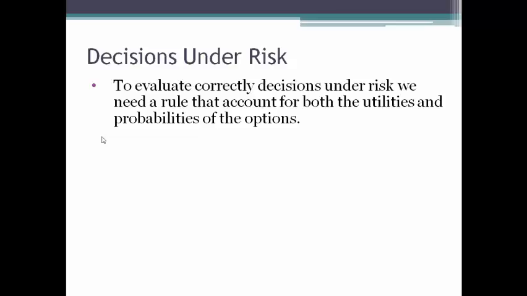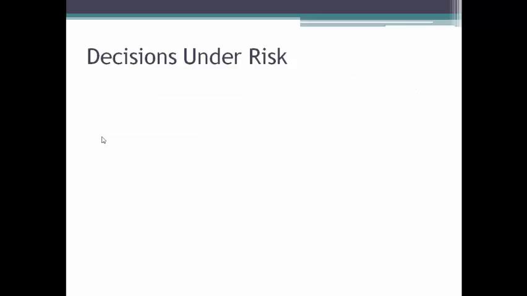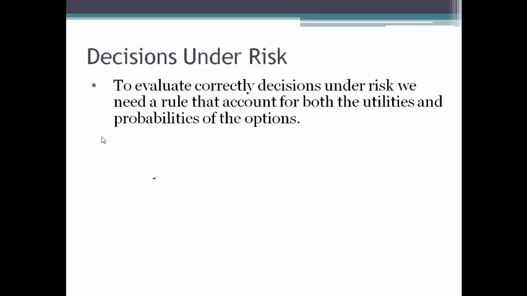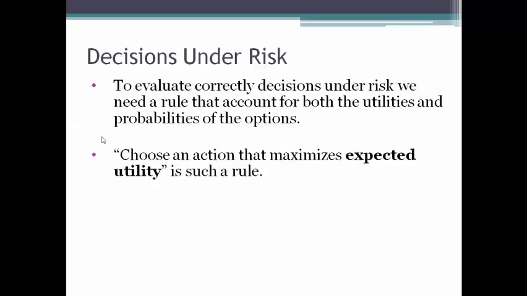Because to correctly evaluate decisions under risk, we need a rule that will account for both the utilities and probabilities of the options. Well, we'll come back to exactly how to lay out something like this for utilities in a bit. For now, let's start by looking at this maxim. Choose an action that maximizes expected utility.